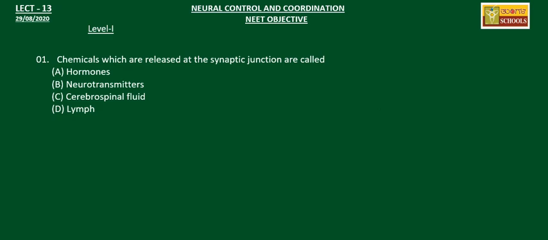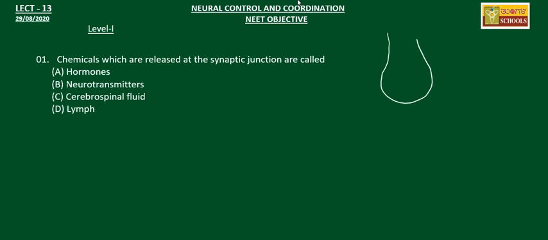Welcome. In this session, I'm going to start with the objective on neural control and coordination. We will see questions first from level 1. Here the first question from level 1 is: chemicals which are released at the synaptic junction are called. So let's see.